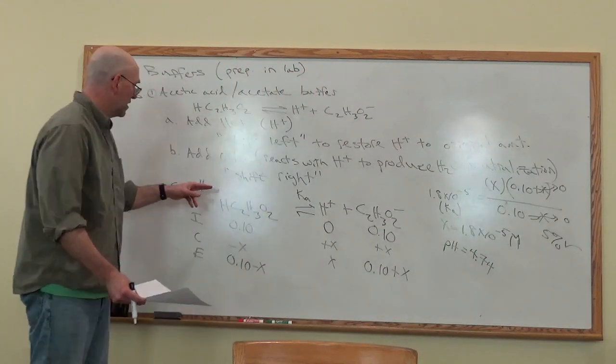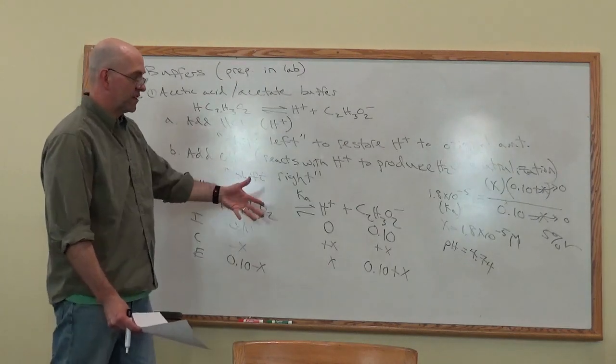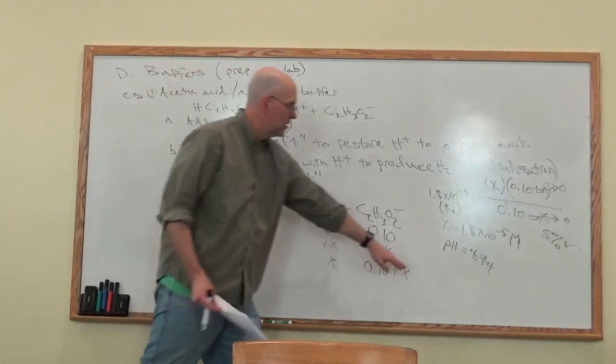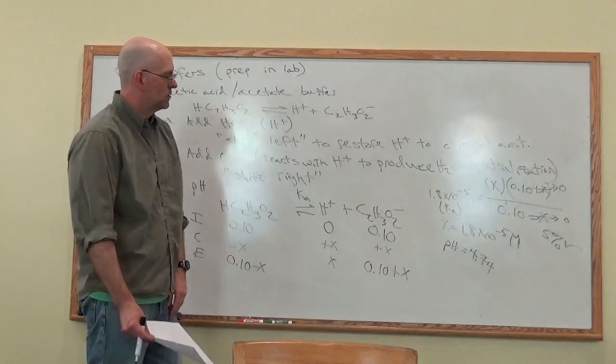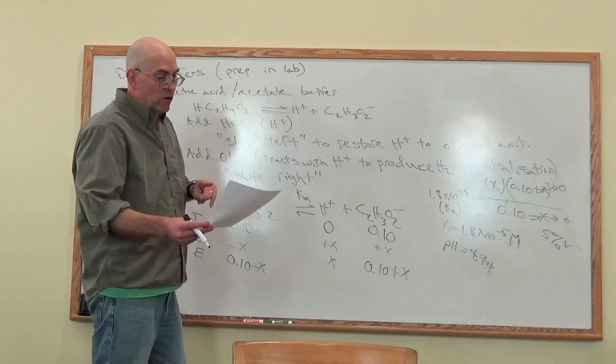Okay, makes sense. It's a weak acid, so it's weakly acidic, so the pH of this buffer system would be 4.74. No problem. Let's do another one though, to make sure.